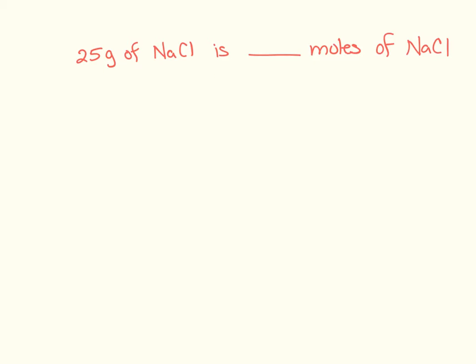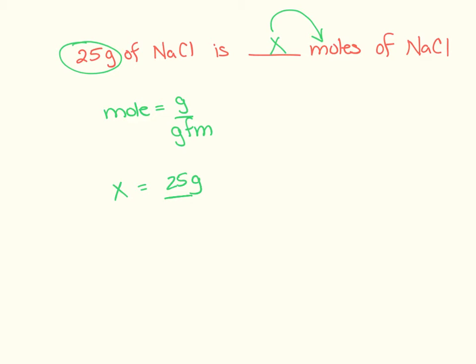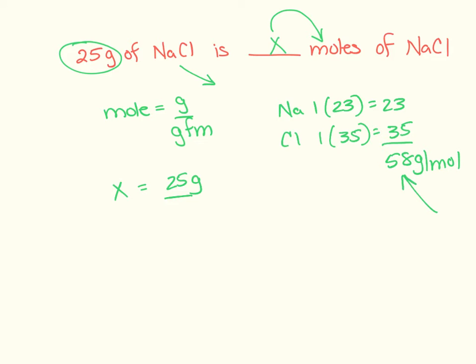Okay, so I wrote down a question. It says 25 grams of sodium chloride is how many moles of sodium chloride? And we're going to take our formula out. We always write our formula, moles equals grams over gram formula mass, and we examine it. We're looking for moles. Moles is my X, so this is my X. My grams was given to me. That's why it says given mass. So my given mass was 25 grams, and my gram formula mass we did on the previous page. We figured out that sodium chloride's gram formula mass was 58 grams per mole.